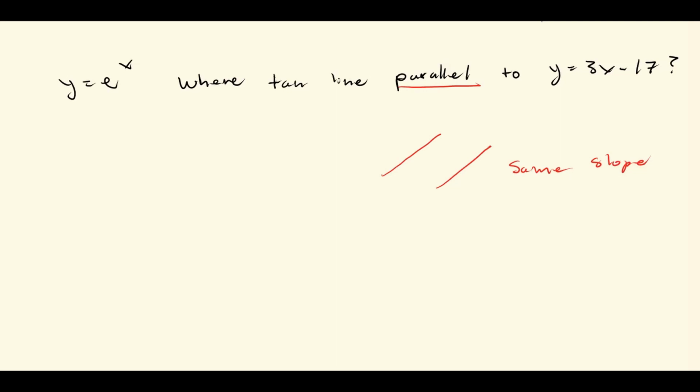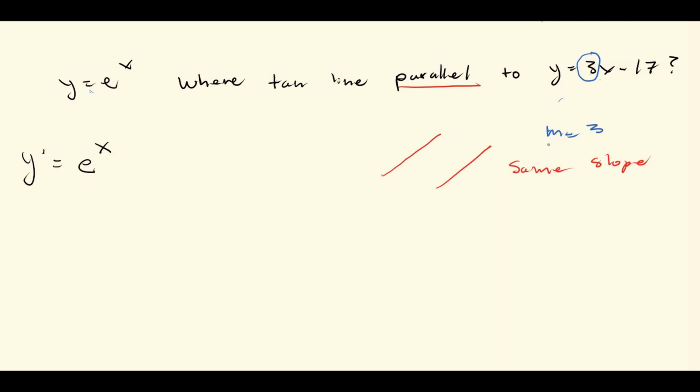So for the tangent line to be parallel to this line, we know that the slope has to equal this line's slope, which is 3. So we want a slope of 3. We'll go ahead and take the derivative of this function, and then we'll set the derivative equal to 3, and then we'll see which x's give us that slope. So let's go ahead and do that. So the derivative y prime is going to equal, well, we know that the derivative of e to the x is e to the x.